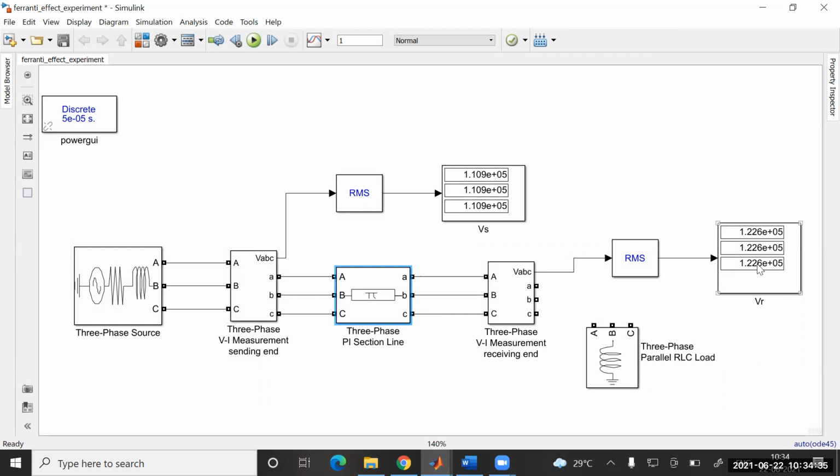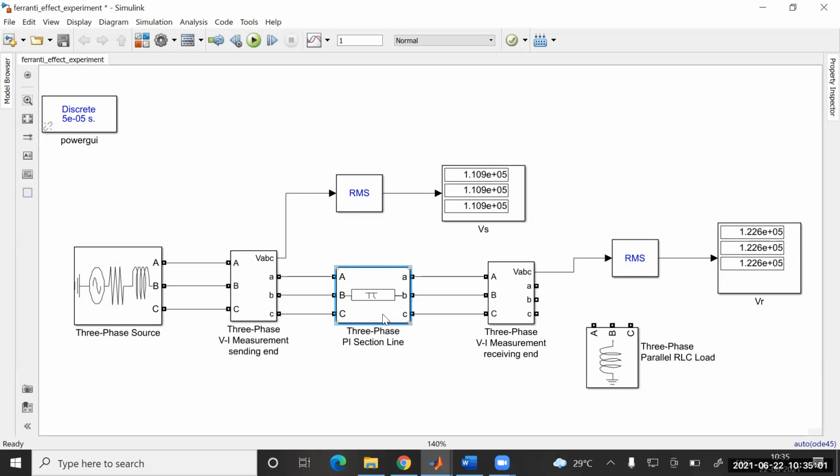This is the Ferranti effect, where the receiving end voltage rises. Generally this does not happen in a short transmission line; it happens in longer or medium transmission lines. So what we do is add a shunt reactor to it in parallel. We don't have a shunt reactor right now. It would be complex to create, and we would have to write it.